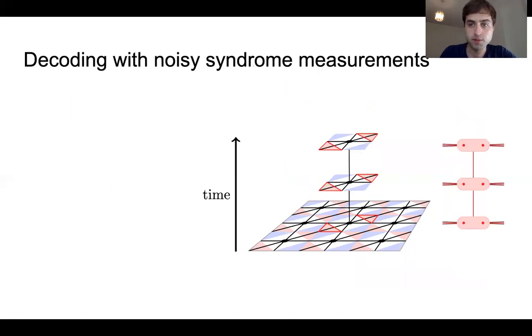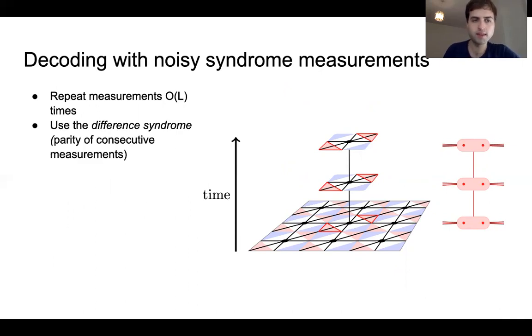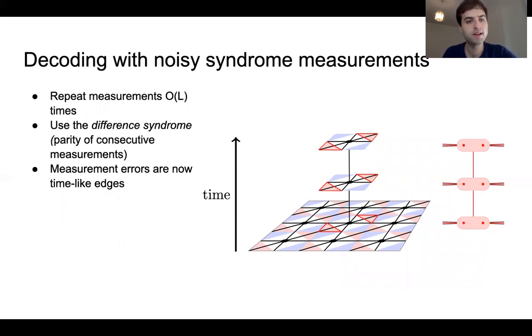Now with noisy syndrome measurements, we repeat the measurements of order L times, where L is the size of the lattice, and then use the difference syndrome. So we take the parity of consecutive measurements. And then measurement errors are now time-like edges.